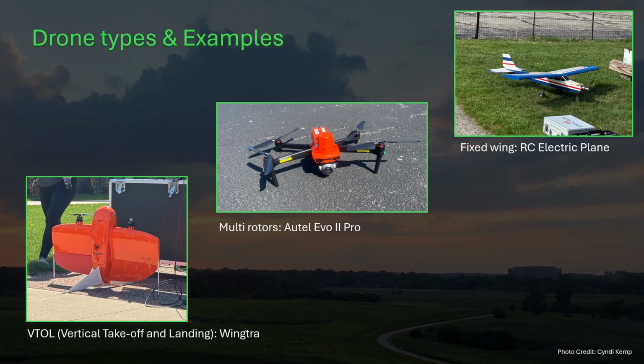There are primarily three types of drones used: fixed wing, multi-rotor, and VTOL. An example of a fixed wing is an RC electric plane. An example of a multi-rotor is a DJI Mavic 3M. This one has 4 rotors. And a VTOL example is a Wingtra, and the Wingtra has a vertical takeoff and landing.